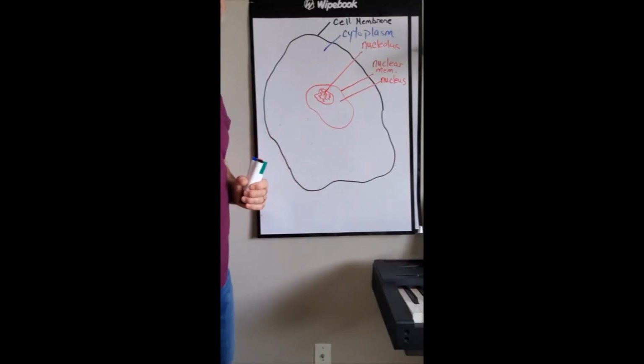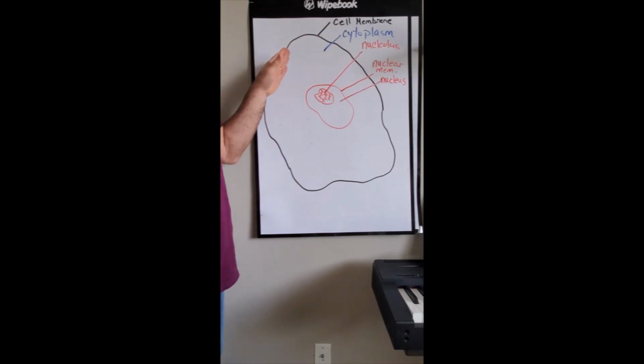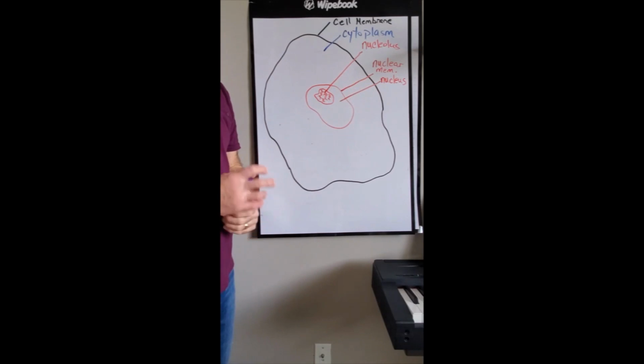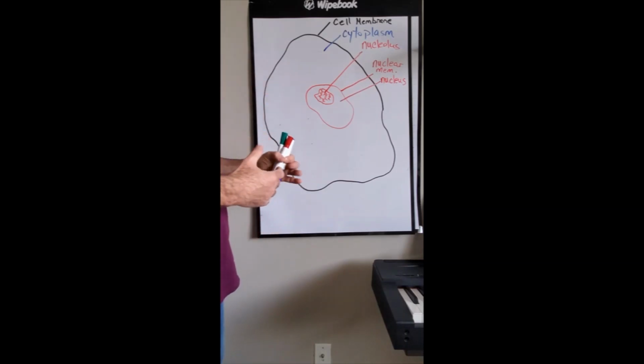in, and it also allows things out of the cell at the proper time. The cytoplasm has all the other organelles floating around in it, as well as nutrients and proteins free floating. The nucleus, of course, is like the boss. So if we were looking for an analogy, the nucleus would be like the boss of the cell.